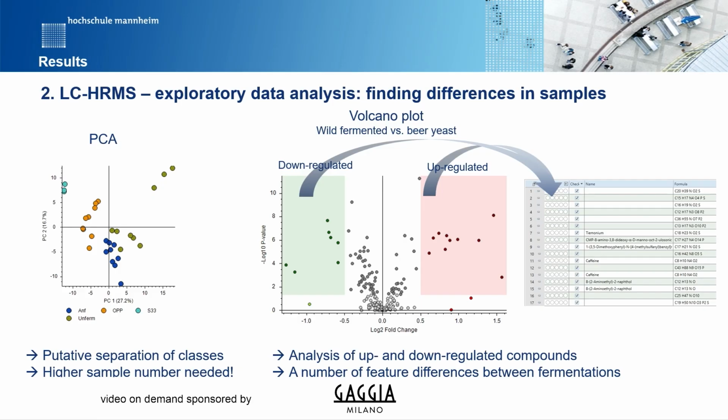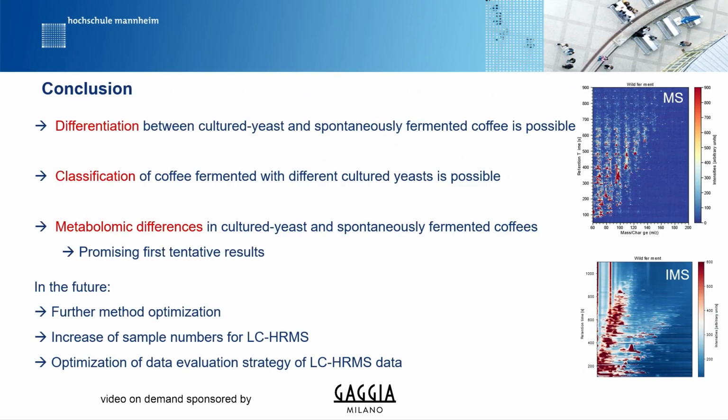And as you can see here, there are at least some substances that should differ or that show a difference between our fermentations. So I'm already coming to my conclusion, which is that it is possible to differentiate between cultured yeast and spontaneously fermented coffee in general, but also it is possible to classify the yeasts that were used in general to ferment this coffee.